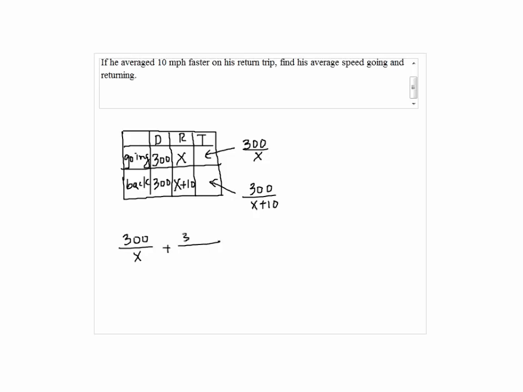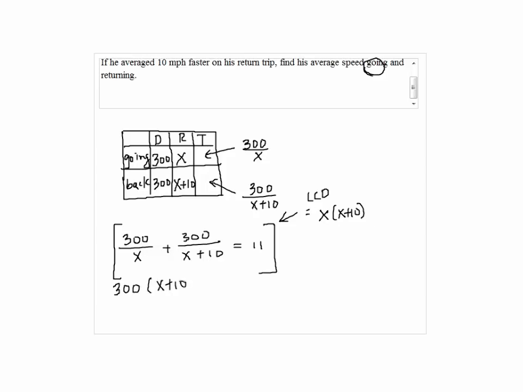When you add these two times, he took a total of 11 hours. So first, we want to find the LCD, which is x times (x plus 10). So that's where you multiply both sides. So we have 300(x plus 10) plus 300x equals 11x times (x plus 10).